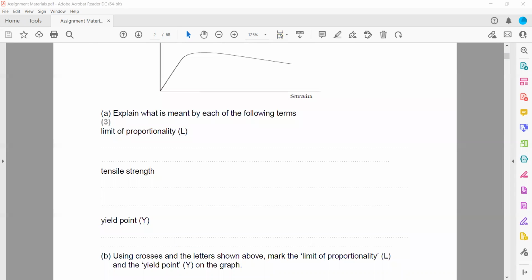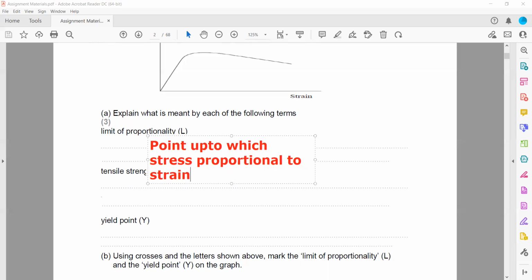What is limit of proportionality? Basically, a limit of proportionality is a point up to which force and extension are directly proportional, or stress and strain are directly proportional, or the material or object obeys Hooke's law. So it is the point up to which the stress is proportional to strain that refers to the limit of proportionality.